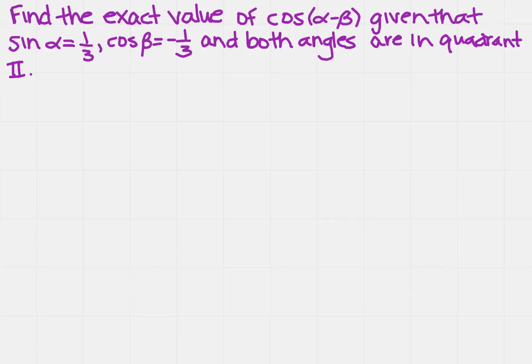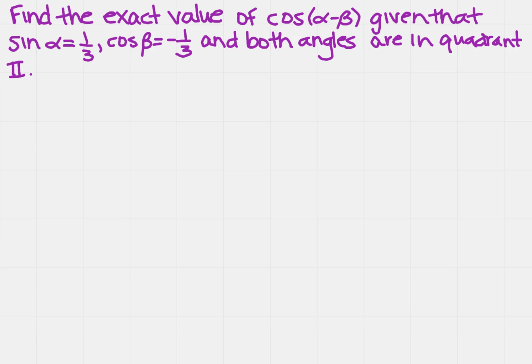Find the exact value of cosine of alpha minus beta, given that the sine of alpha is 1/3, the cosine of beta is equal to negative 1/3, and that both angles are in quadrant 2. Well, we have a little bit of a problem, right? It gives us the sine of alpha and the cosine of beta, so I'm going to need the sine of beta and the cosine of alpha in order to solve a difference with my cosine. So what am I going to do?